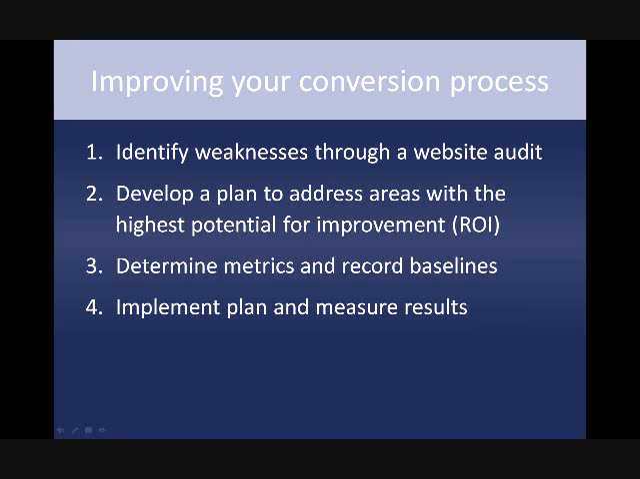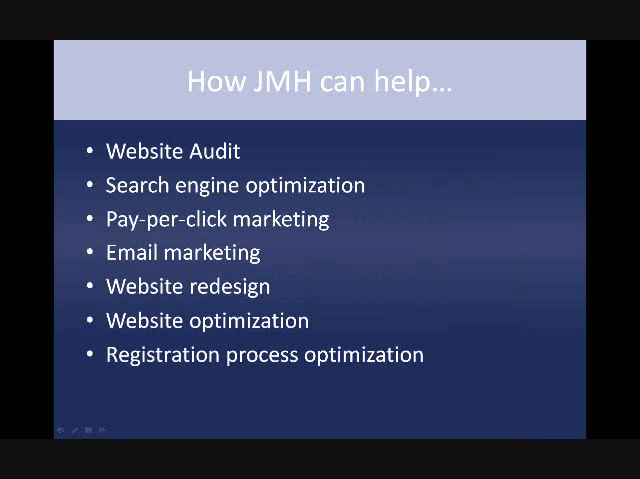So looking at the metrics as they are now, developing a plan to address areas with the highest ROI, and then creating baselines for your website, so measuring exactly where you are, and then implementing that plan and measuring again afterward to see how well, hopefully, the conversion rate has improved after making those changes. So first, assess through a website audit, and then develop a plan, measure and baseline, implement that plan, and measure again. That would be the process.